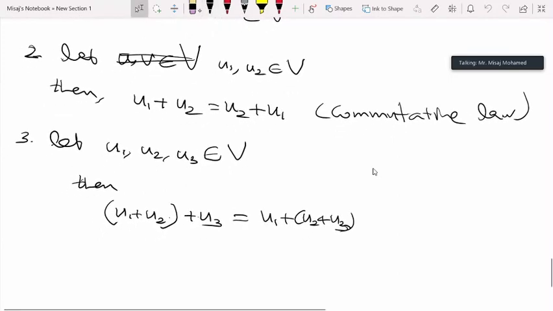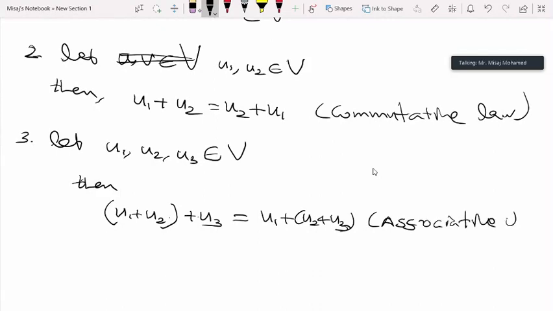So this is called associative law. This is called associative law. Right?